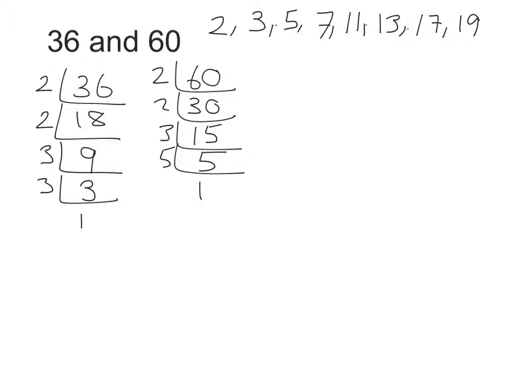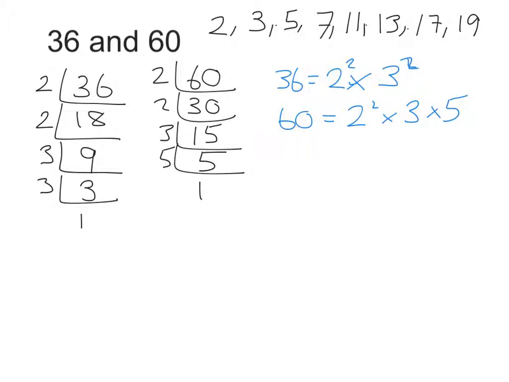So product of primes, 36 equals 2 squared times 3 squared, and 60, product of primes, is 2 squared times 3 times 5.